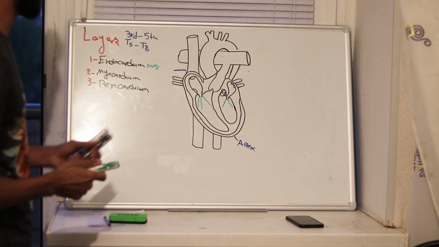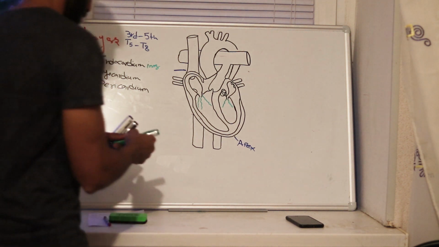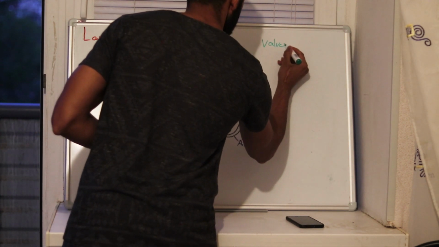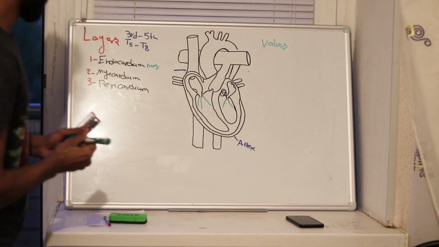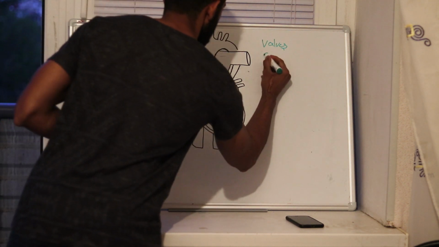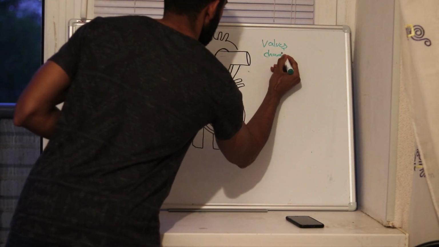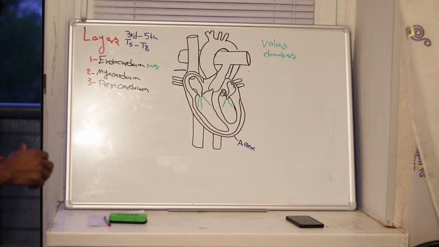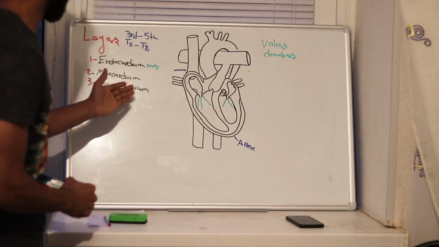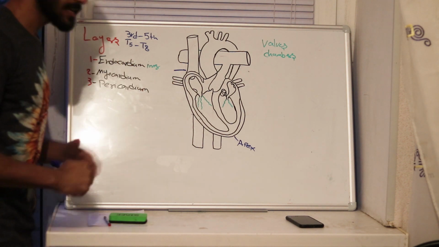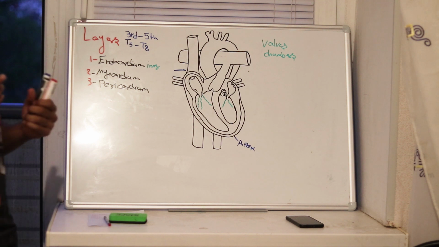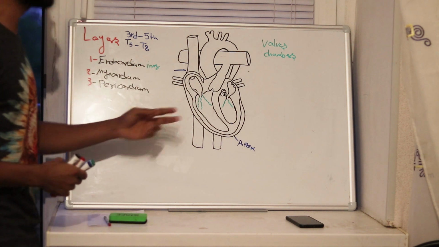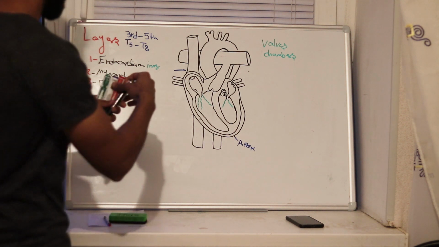What we have inside here are valves and, of course, the chambers of the heart. So here we have the chambers and the valves. We have four chambers. The heart is composed of four chambers: two atria and two ventricles.